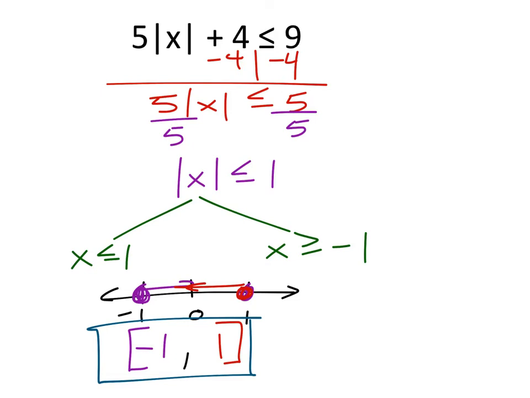If this was an or statement, it would be infinite solutions. We're going to get at that if it was the absolute value of x is greater than or equal to a negative. Because an absolute value is always positive, which means it doesn't matter what you put in for x, it would give you an infinite number of solutions.